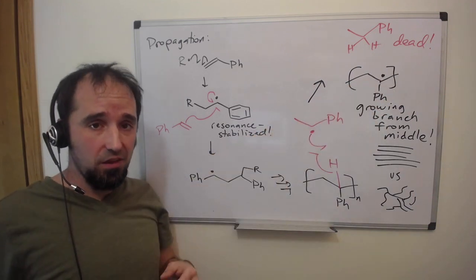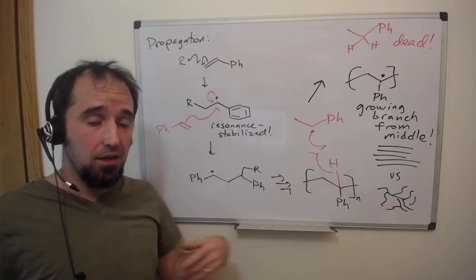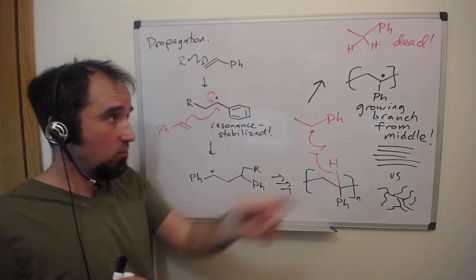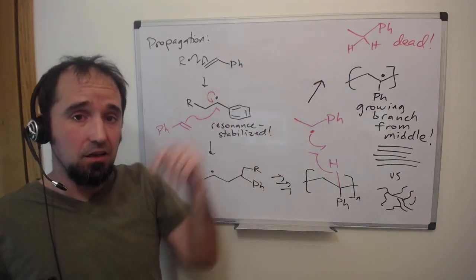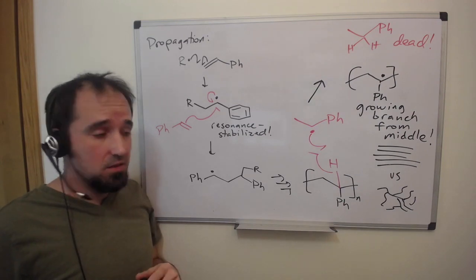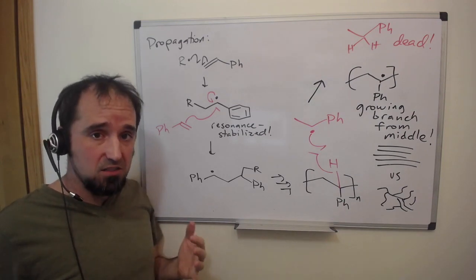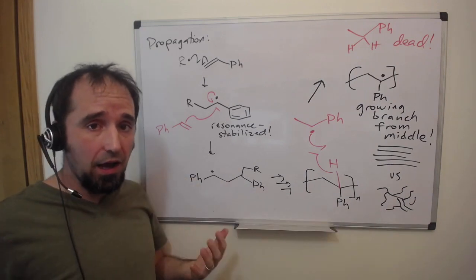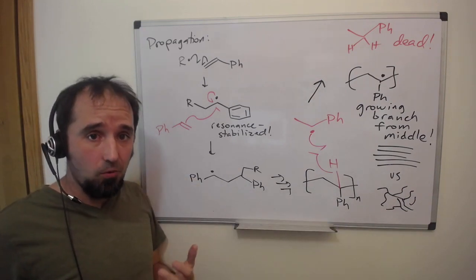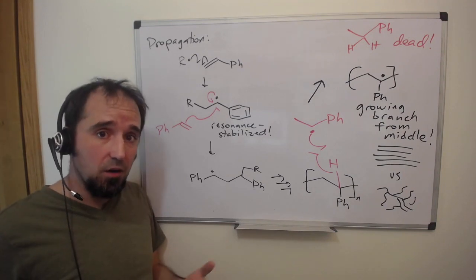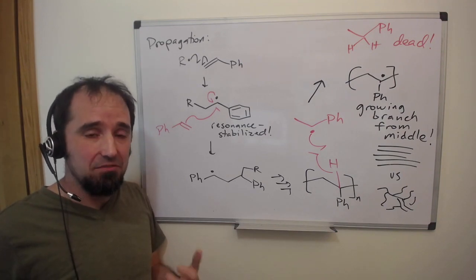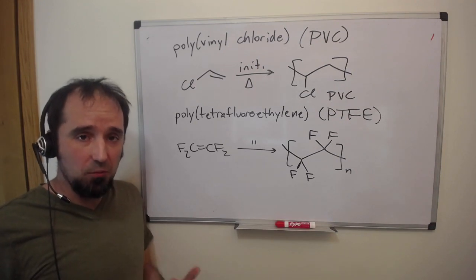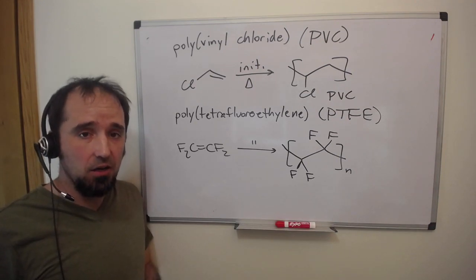So what you end up with is A, branching, and B, spreading out of chain lengths, right? Because some chains will sort of die off early, and some chains won't. So you end up with a very broad distribution of chain lengths and lots of branching. And that's why polystyrene is generally used for packing material and coffee cups, and not a whole lot of very high value stuff. A couple other chain growth radical polymerizations that I'll touch on here.